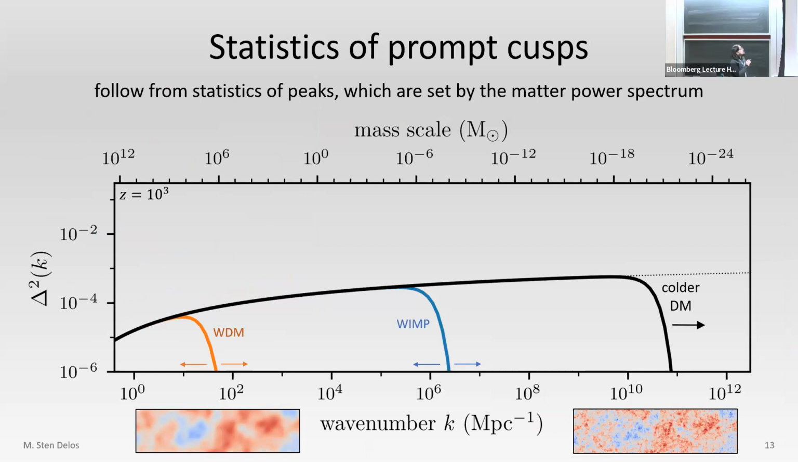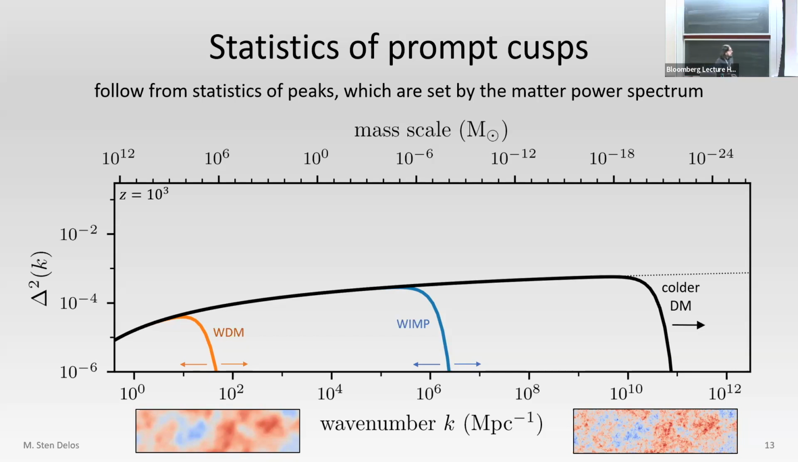Okay, now since these prompt cusps are set just by the local properties of the peaks in the initial density field, you can predict their distribution using the statistics of peaks in a Gaussian random field. And these are set by the matter power spectrum. So here's a picture of the matter power spectrum in dimensionless form. This is essentially the squared amplitudes of typical density variations as a function of their wave number, which is an inverse length scale.